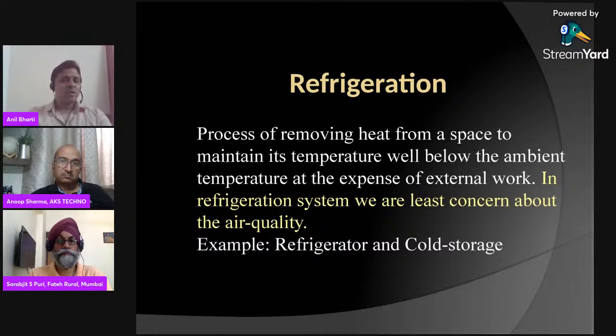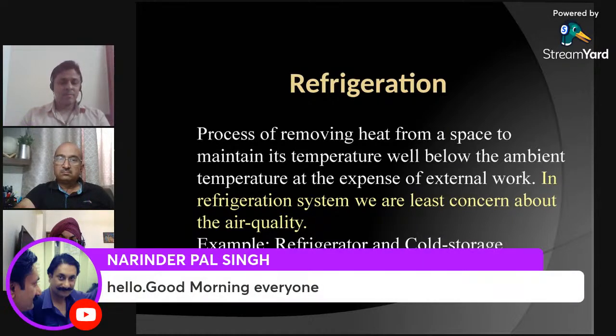To keep the temperature below ambient temperature, we need some external work. So refrigeration is the main process in which we perform some external work to keep the temperature of the system below the ambient temperature. The best example of a refrigeration system is the home refrigerator, cold storage. One more thing is that in refrigeration we are least bothered about the air quality.